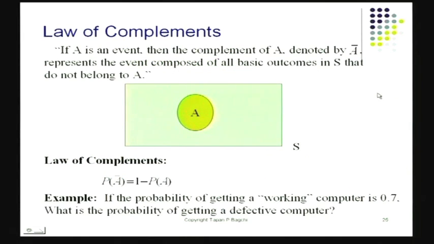In fact, if this is the story, then of course I can find the probability of A bar, which is simply going to be 1 minus P(A). If I know P(A), if I know this probability, I can find the probability of its complement, which is A not occurring.